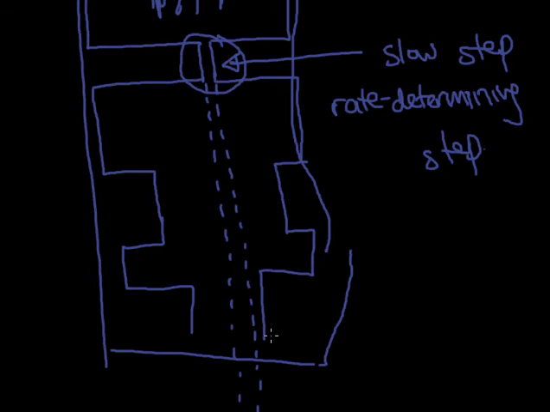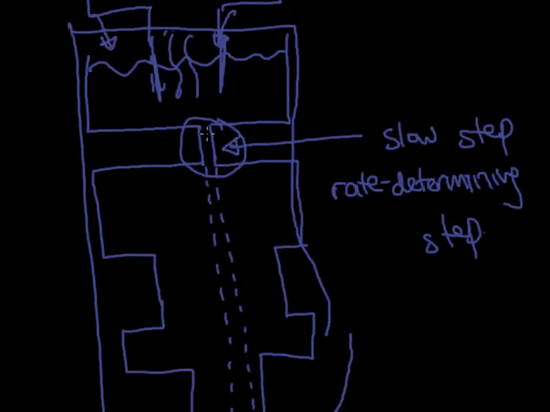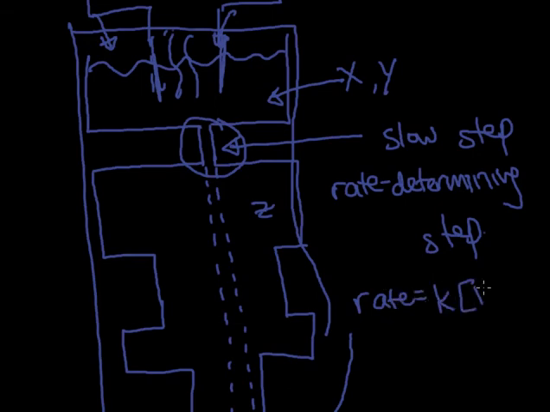Okay, so if this is the rate determining step, suppose that this is x and y, and this x and y becomes z, or whatever product, z plus a or whatever, then the rate at which this tap allows the water to flow out is given by rate equals k of x and y.